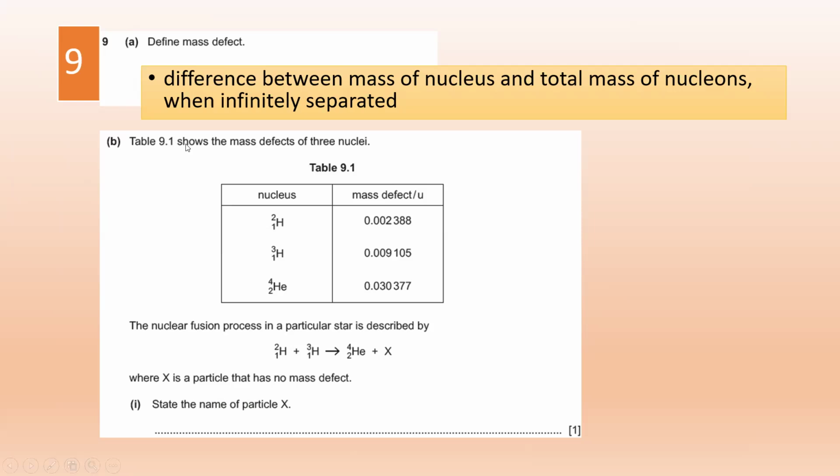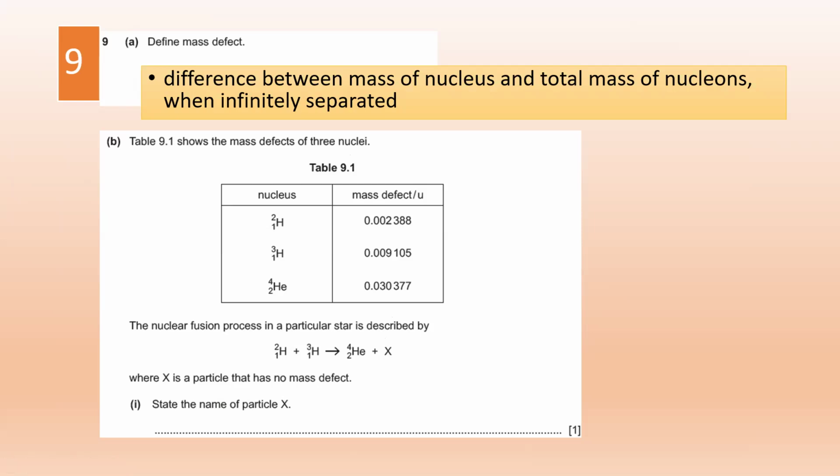Table 9.1 shows the mass defect of 3 nuclei. Nuclear fusion process in a particular star is given by the equation. We've got 10 more minutes. Where X is a particle that has no mass defect. State the name of X.